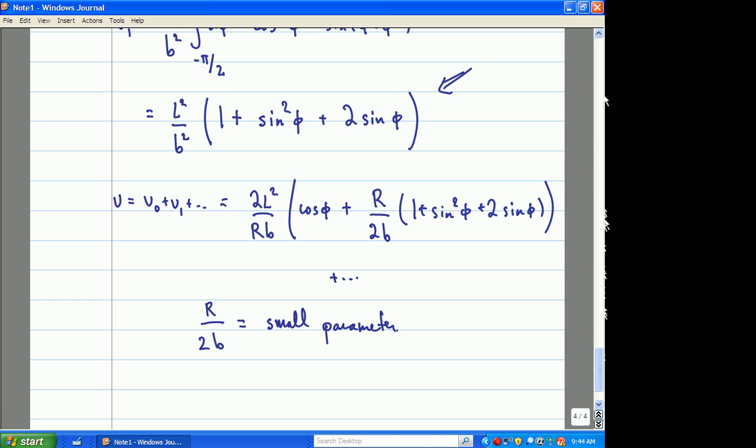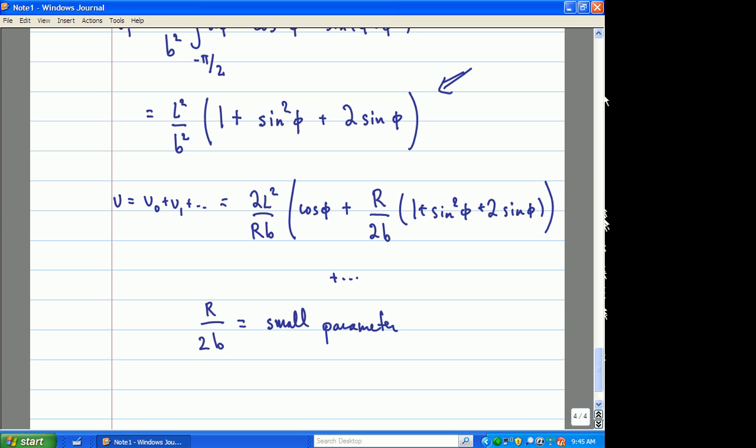For example, if you're looking at light rays which are passing close to the surface of the sun, this will be the ratio of the Schwarzschild radius of the sun to the physical radius of the sun, which indeed is a very, very small parameter. I don't know what it is exactly. It's probably 10 to the minus 4, 10 to the minus 5, something like that. All of the higher order terms will be suppressed by further powers of R over B.